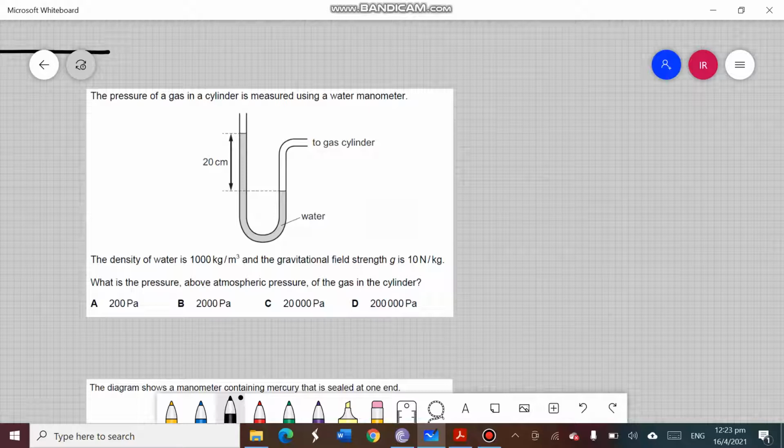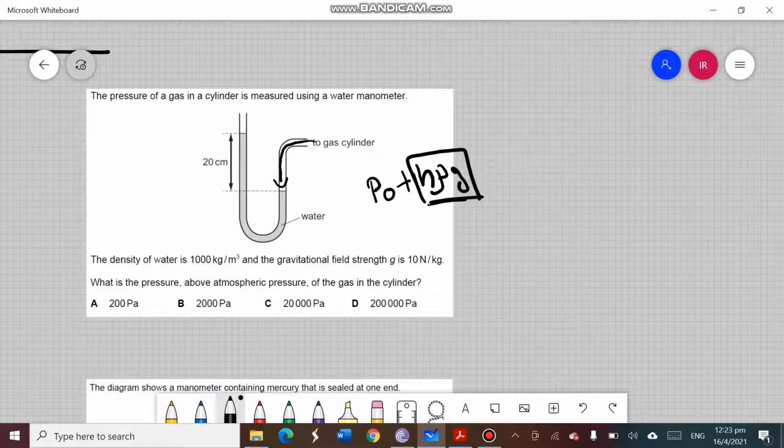See, this is the same question which I was saying. What is the pressure above atmospheric pressure of the gas in the cylinder? The gas cylinder is exerting a pressure at this point, which is atmospheric pressure plus h rho g. So above atmospheric pressure is only this much. So we will use the formula h rho g, which is h into rho, since they're using water, 1000, into g. So this gives you 2000 Pascal, right? So the answer should be B.